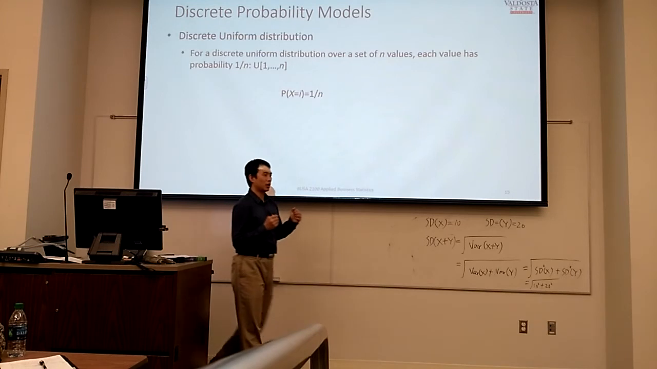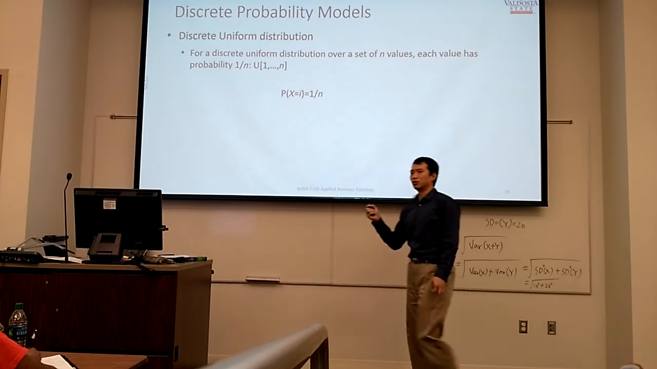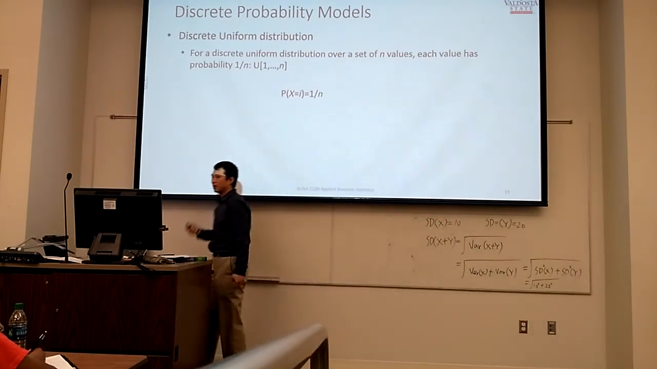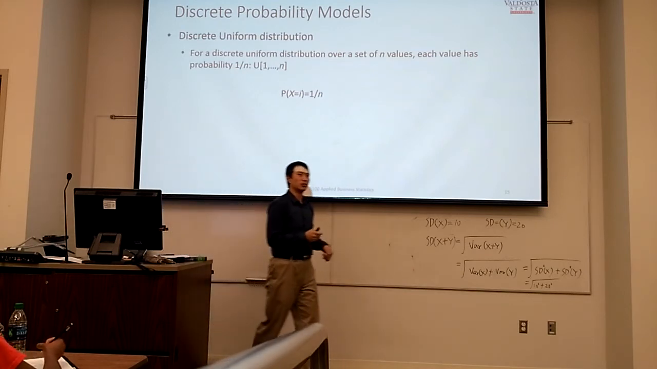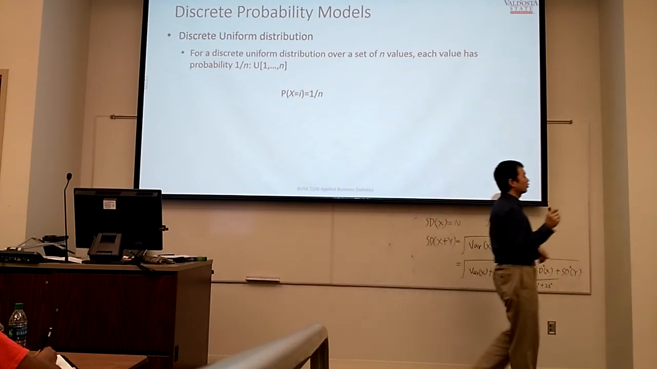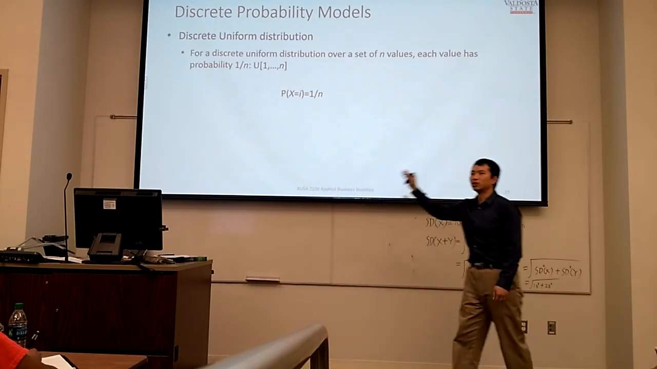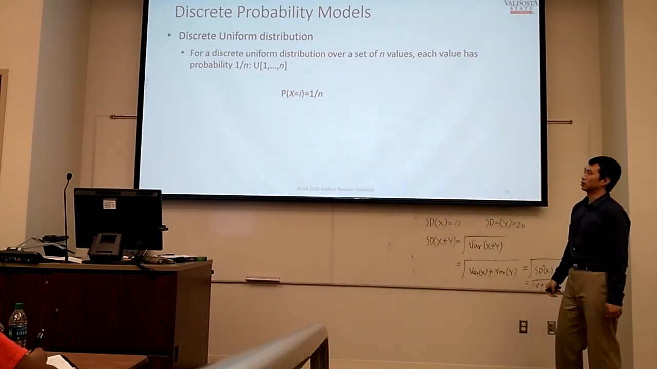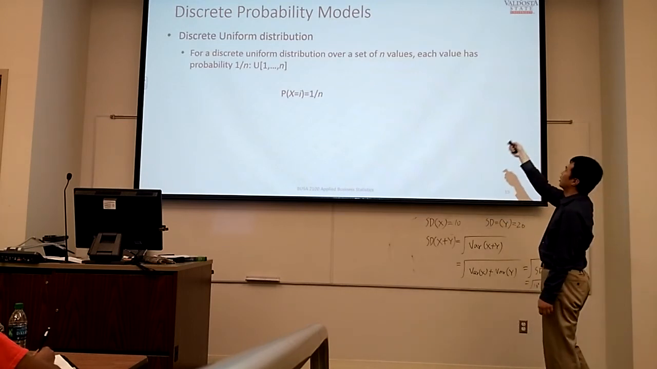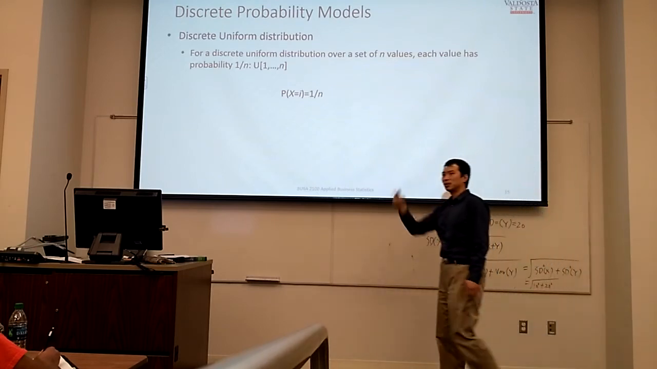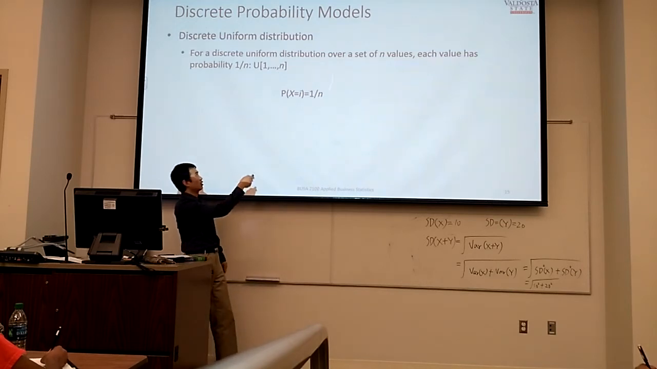Okay, next let's talk about some new concepts. We'll talk about some specific distributions. The first one is the uniform distribution. For the uniform distribution, we can have discrete uniform and continuous, but here we just talk about the discrete uniform distribution. That's the definition: for a discrete uniform distribution over a set of n values, each value has the probability of 1 over n. So that's the equation.